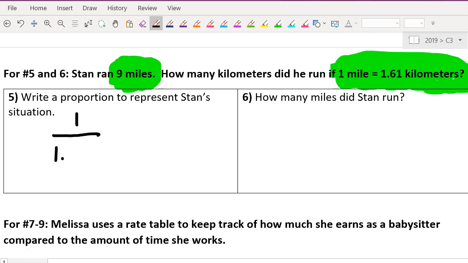1.61. All right, so miles is on top, and it needs to stay there, and kilometers is on bottom, so we need to make sure miles are always on top and kilometers are on bottom. So what do we write on the right? Anybody? You have to.